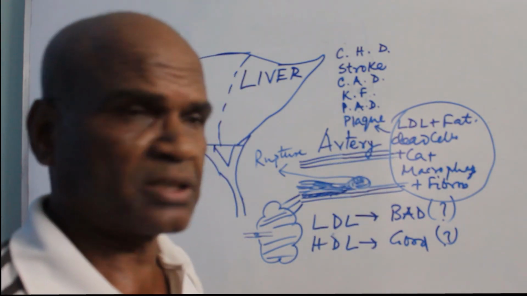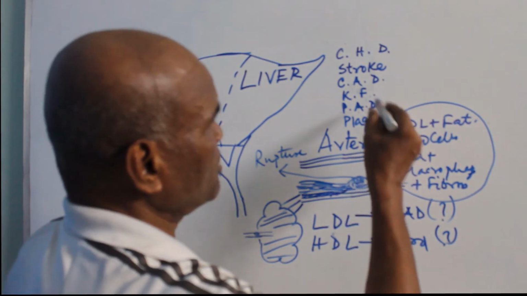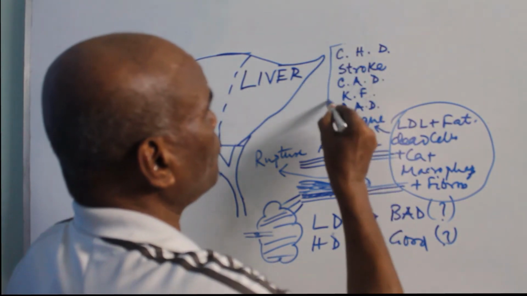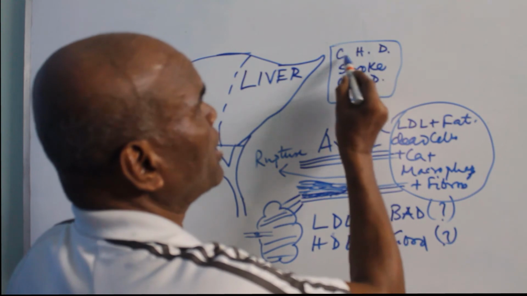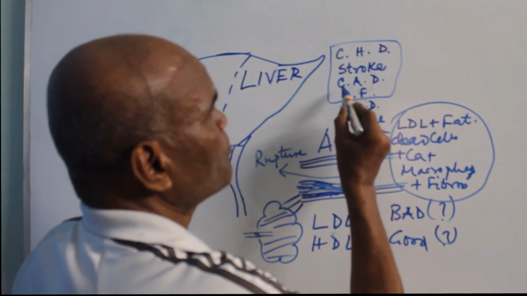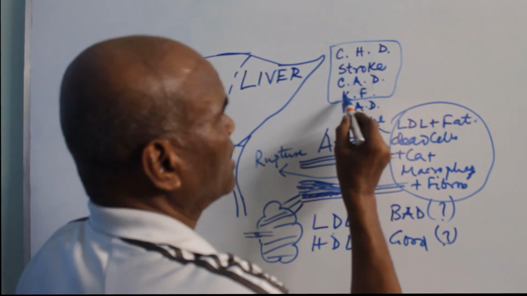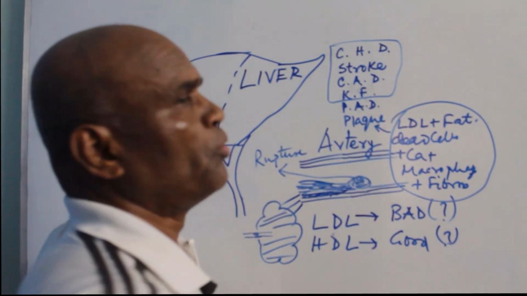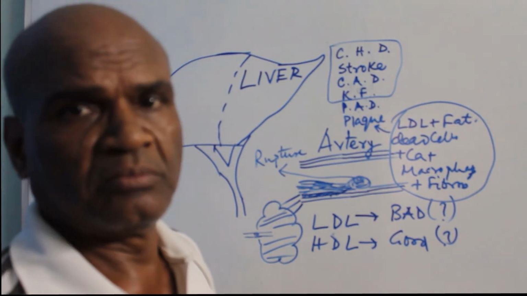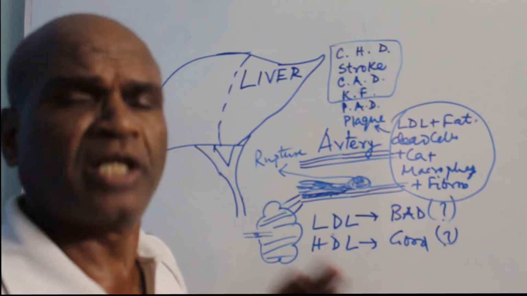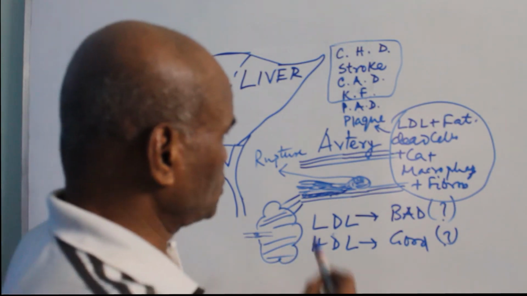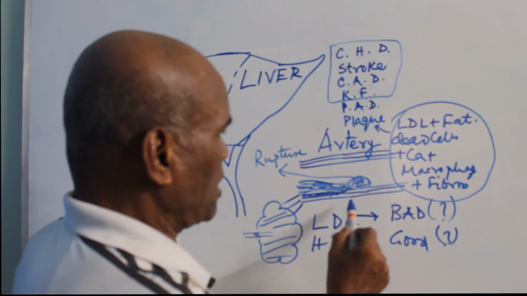So many diseases, and these four, coronary heart disease, stroke, carotid artery disease, and kidney failure, are fatal. These may bring death to the person. So this is being done by this plaque.